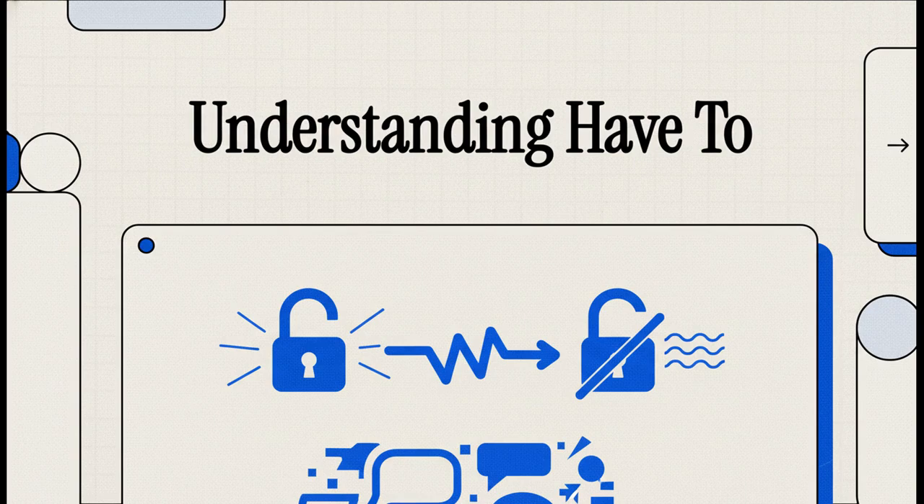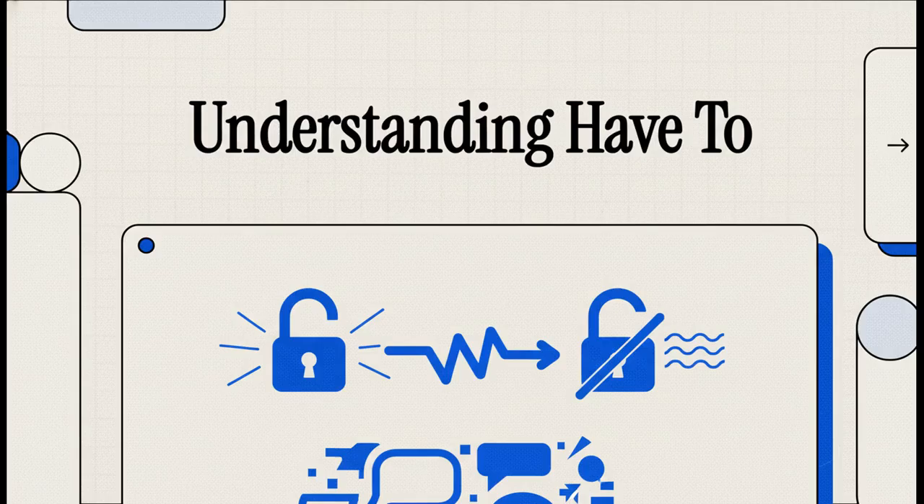Okay, let's talk about two little phrases that cause a lot of confusion in English. I have to do this, and I don't have to do this. They seem pretty straightforward, right? But one of them trips people up all the time. So today, we're going to clear that up once and for all so you can use them like a pro.